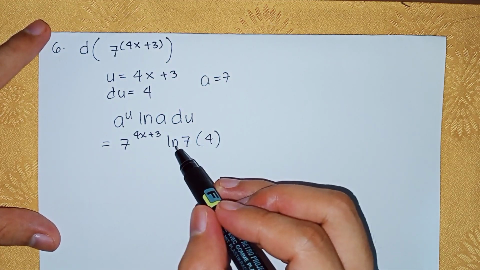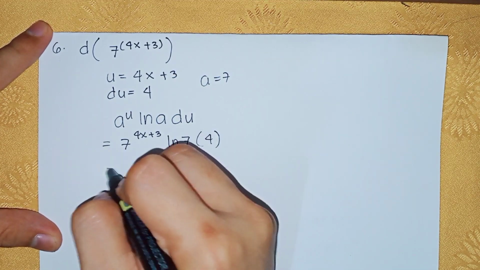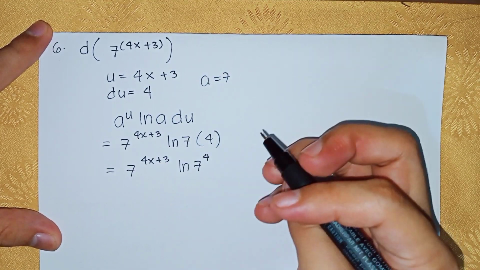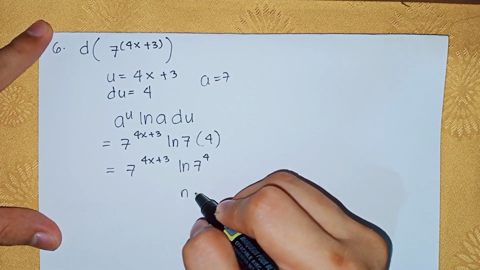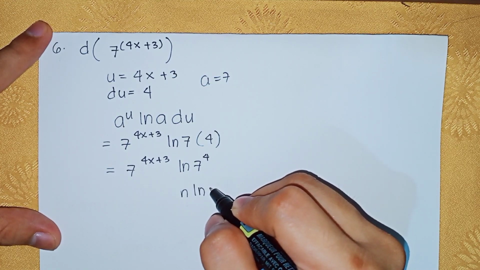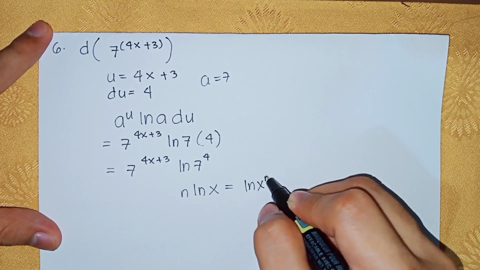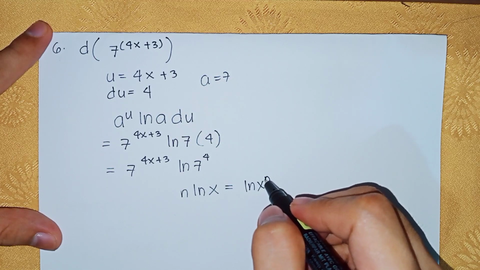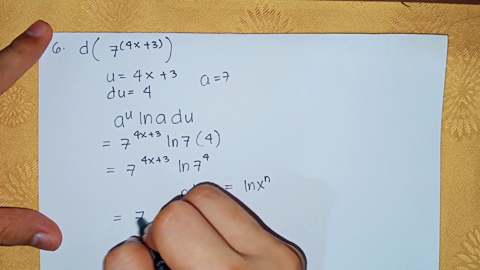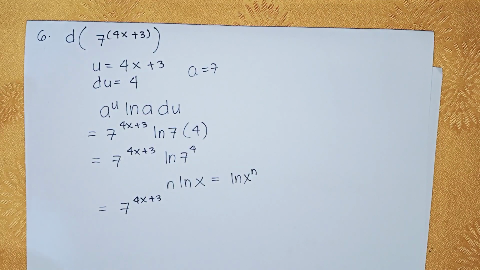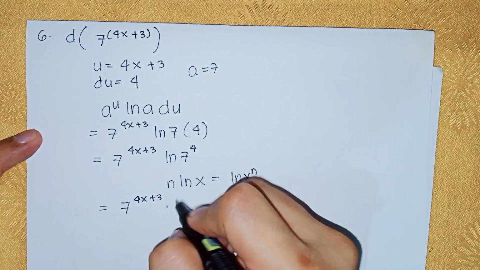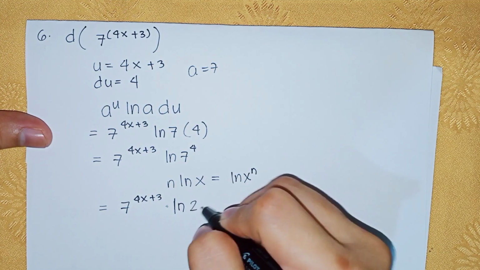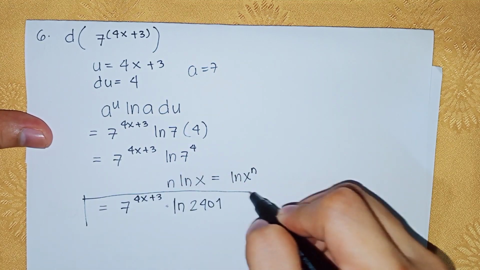So, mapapansin nyo, itong 4, pag tinimes mo sa ln 7, sa logarithm, magiging ln 7 raised to 4. Natandaan nyo yung rule na yun sa logarithm. So, n ln x, sabihin natin na ito ay x, equal yan sa ln x raised to n, di ba? So, itong 4, siya yung n, times ln 7, is equal to ln 7 raised to 4. So, ang magiging final answer natin dyan, 7 raised to 4x plus 3 times ln 7 raised to 4, no? So, ang 7 raised to 4 ay equal sa 2,401. So, ito yung final answer natin.